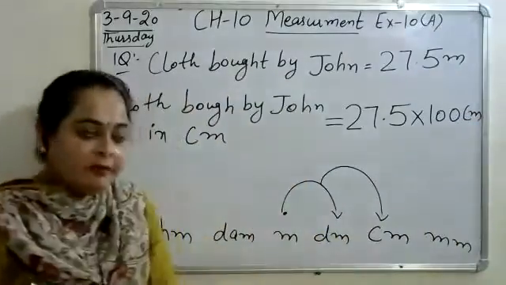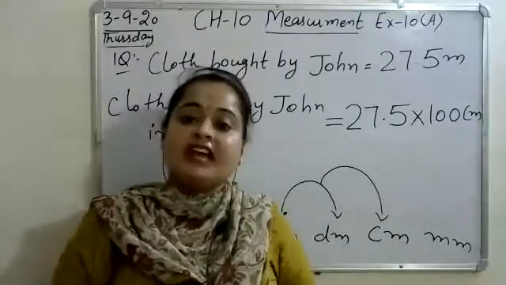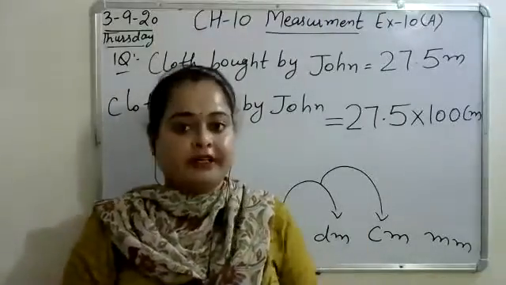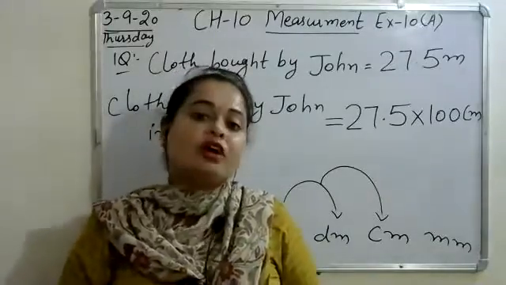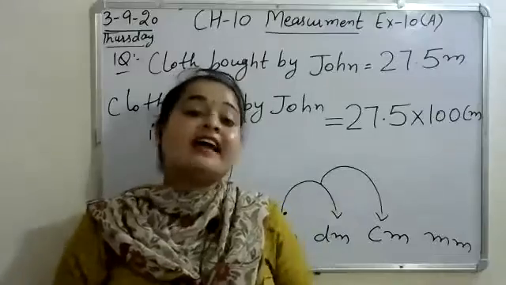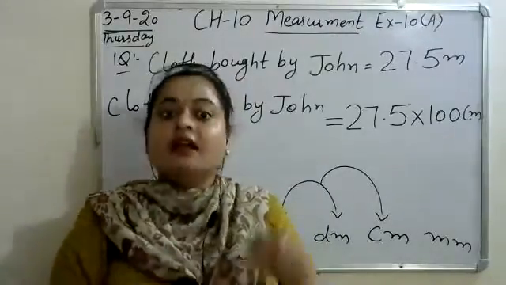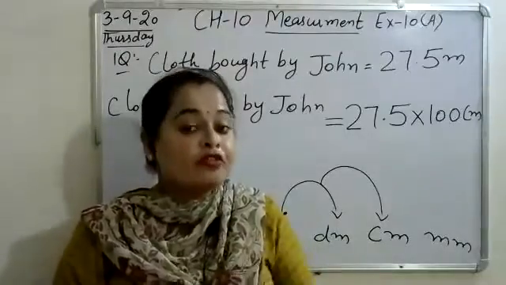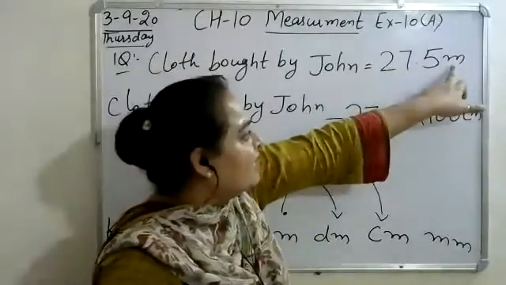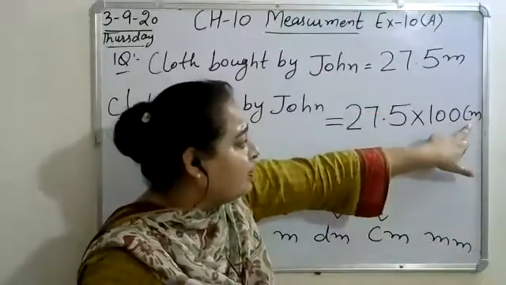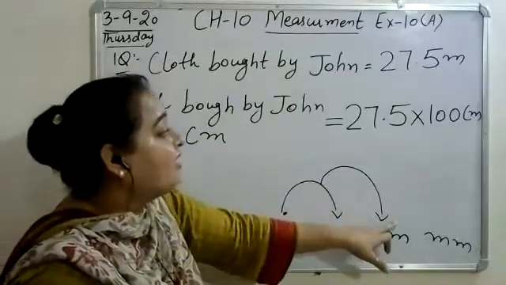I am repeating, as I have already explained, this whole chapter is based on the concept of movement. Movement towards right hand side or movement towards left hand side. Right hand side movement means multiplication. Left hand side movement means division. So here, to convert meter to centimeter, we take 2 jumps towards right hand side.